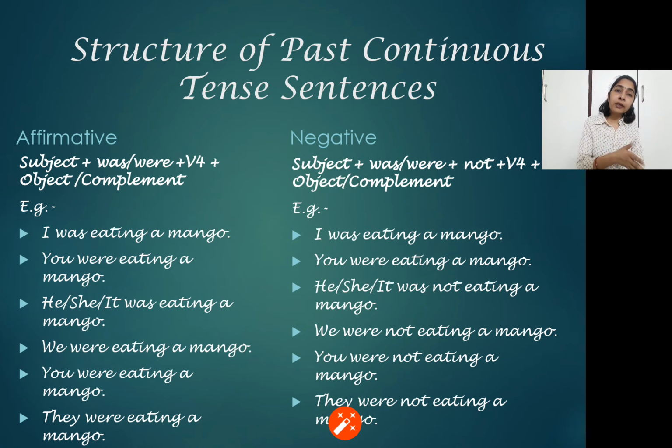Similarly, in case of negative, again between the helping verb and the fourth form of the verb we are using not. I was not eating a mango, you were not eating a mango, she was not eating a mango, we were not eating a mango, like that it goes on. Okay, so this is the structure of the past continuous tense.